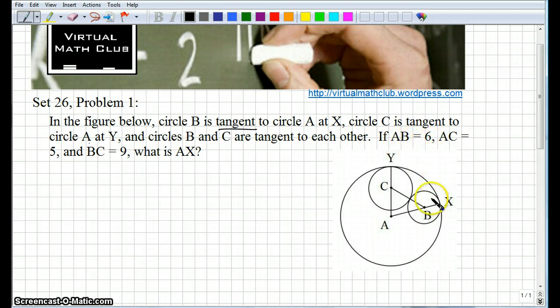So AB is 6. Let me actually write that on here. Let me change colors here. So AB is 6, so I'm going to write 6 right here, from A to B. We're given that AC is 5, so let me write that on here. 5. And we're given that B to C is 9. So I'll write 9, and we'll put it right on here.